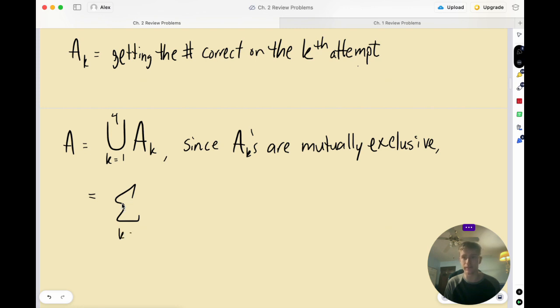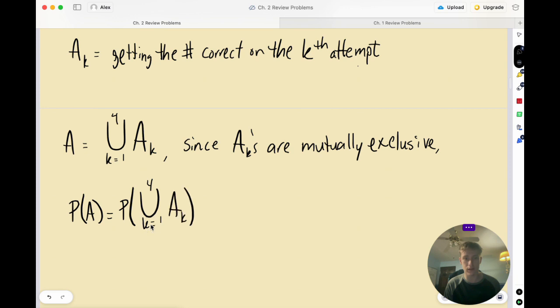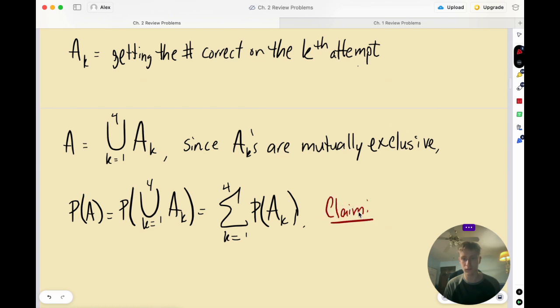So I should say that since the probability of A, which is the probability of this union, and this is of course only for mutually exclusive events, is going to equal the sum from k equals 1 to 4 of the probability of each of the A sub k's. Okay, so we have to actually find each of the A sub k's. But I'm going to go ahead and claim that all the probabilities of A sub k's, all of them are actually going to equal 1/10.